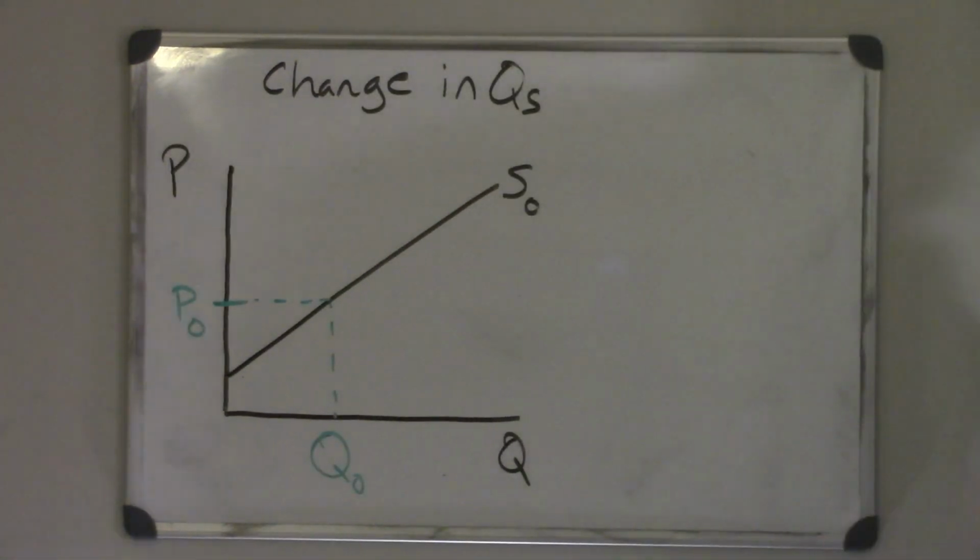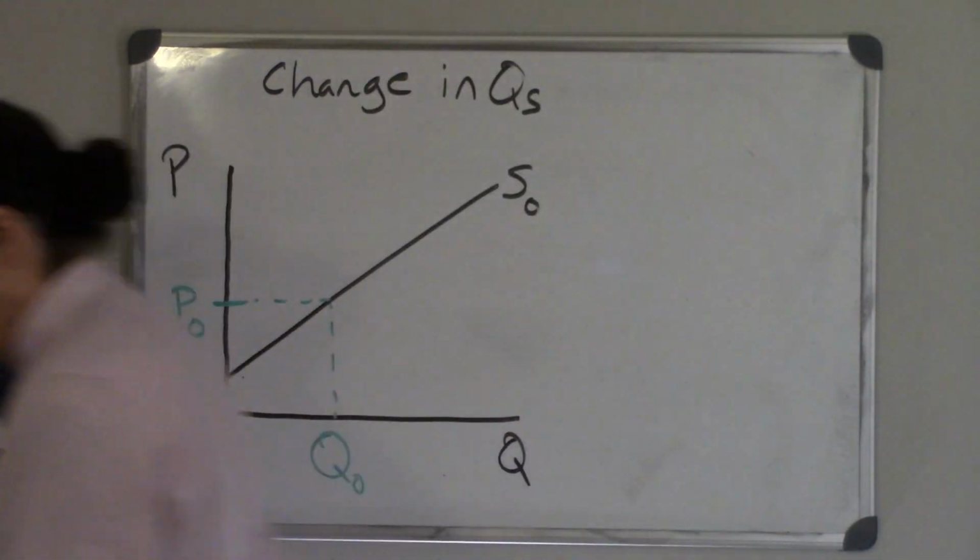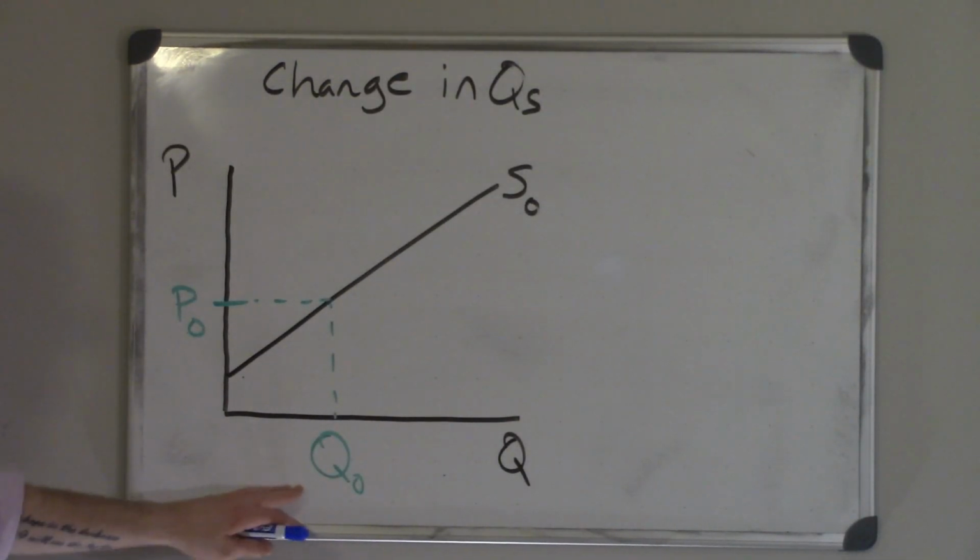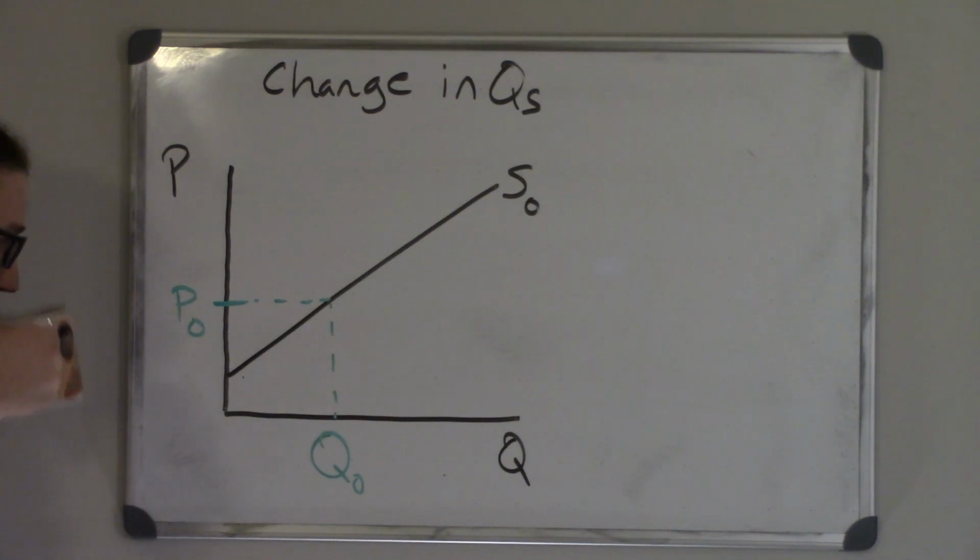Probably need to get some more coffee. So we're going to have that Q naught, that's going to be our quantity supplied. I hope you guys can't hear me drinking this. That would be real gross.